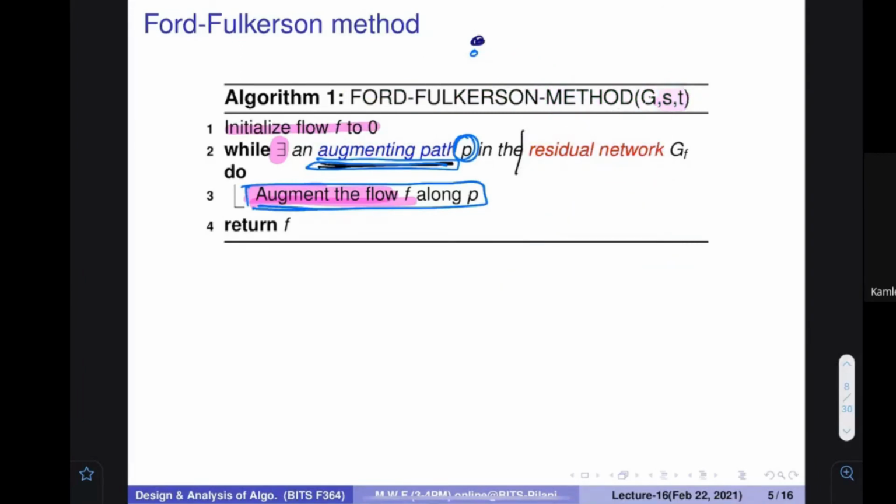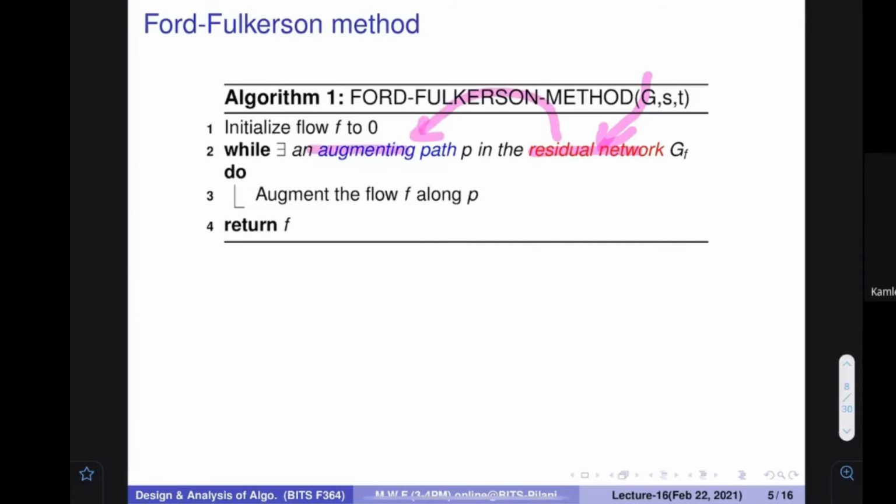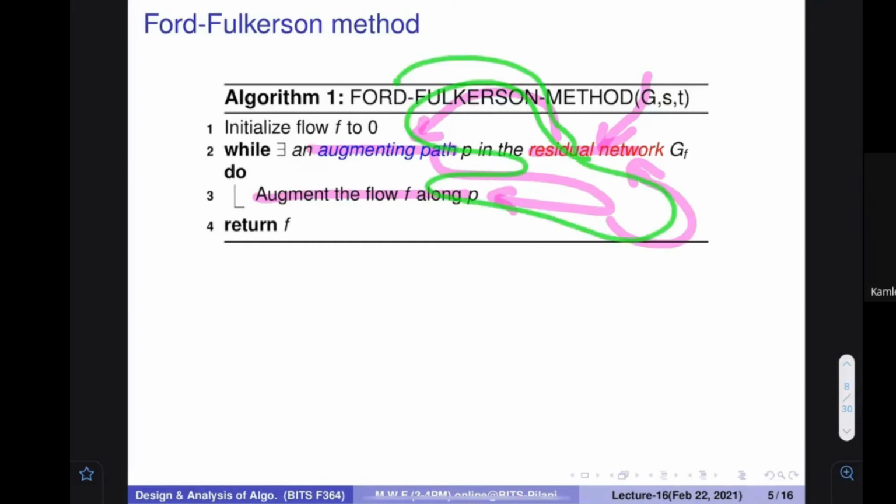It actually says, once again, let me tell you, the method says that from this G, you build the residual network, find out if there exists an augmenting path, and augment that into the flow. By this, the residual network changes again, and you stay in this particular loop until all the augmenting paths are exhausted. Then you return the flow, because you have created the flow network, that particular flow network which you initialized with the value 0. Going to do that.